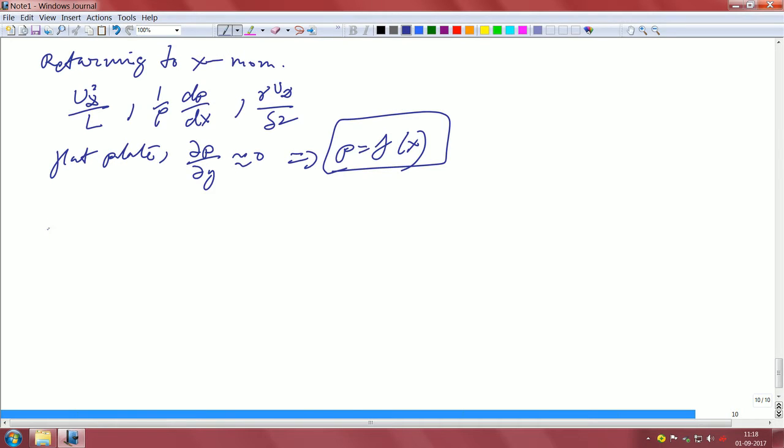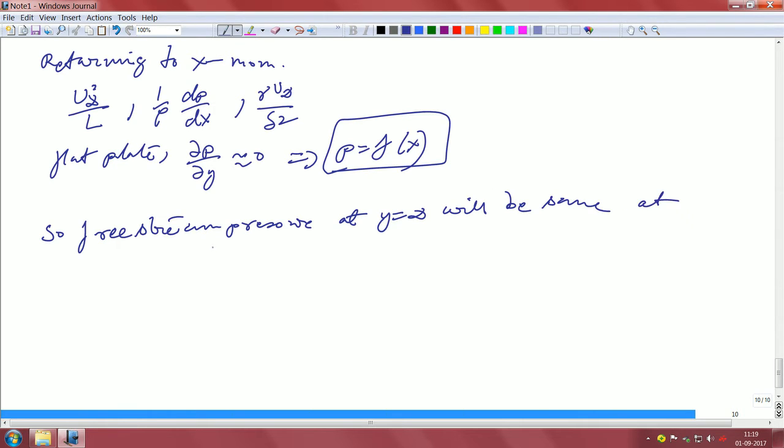Okay. So, based on this, the free stream pressure at y equal to infinity will be the same at y greater than delta, for all x, you got it.